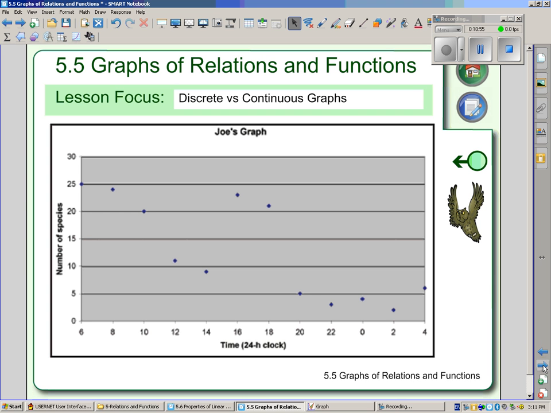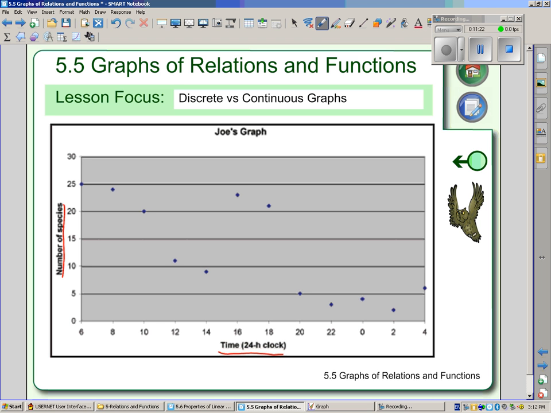And these are in your textbook, right? The beginning of chapter or section 5.5. Here's Joe's graph. And Joe is plotting time versus number of species. So time here, this is my independent variable. And then we have the number of species during that time period.